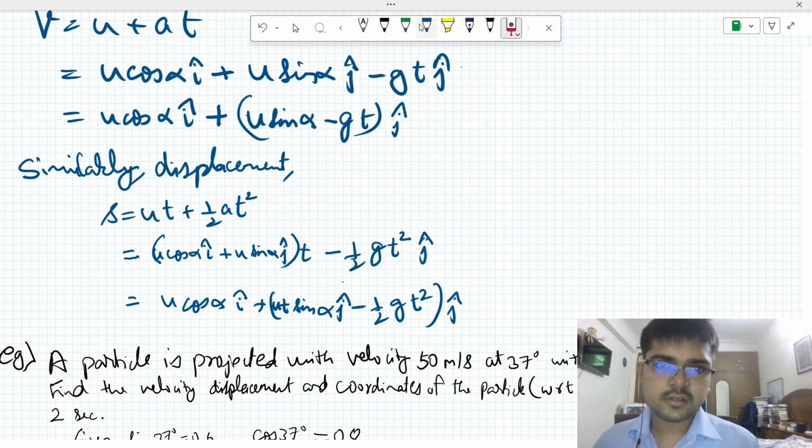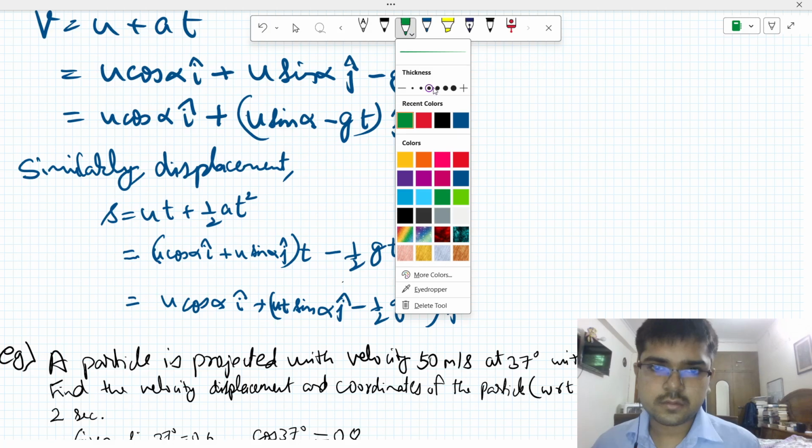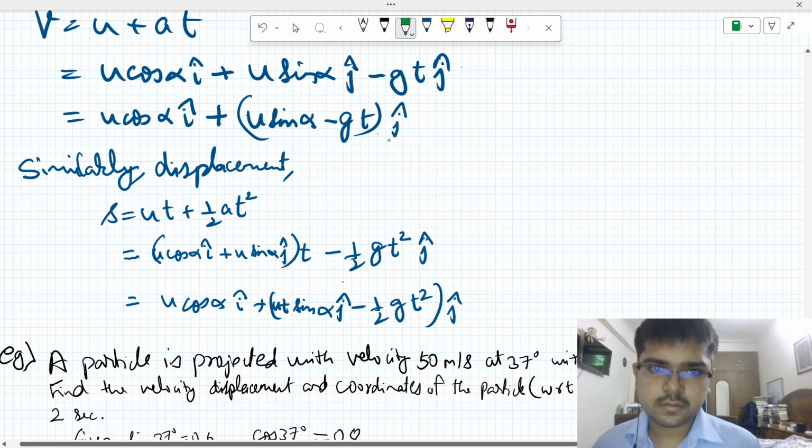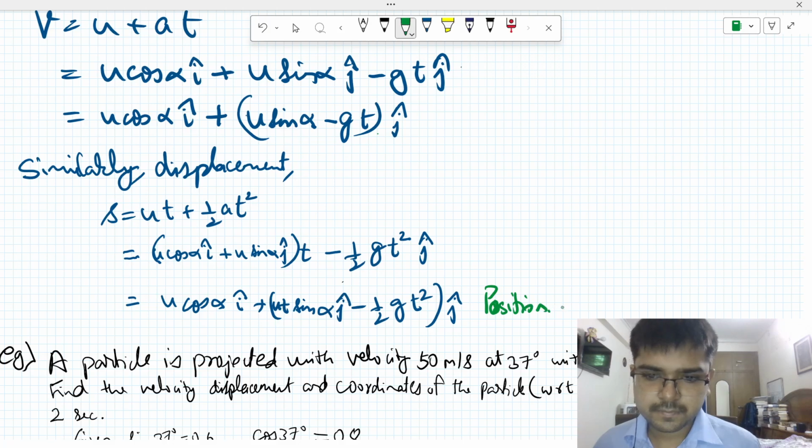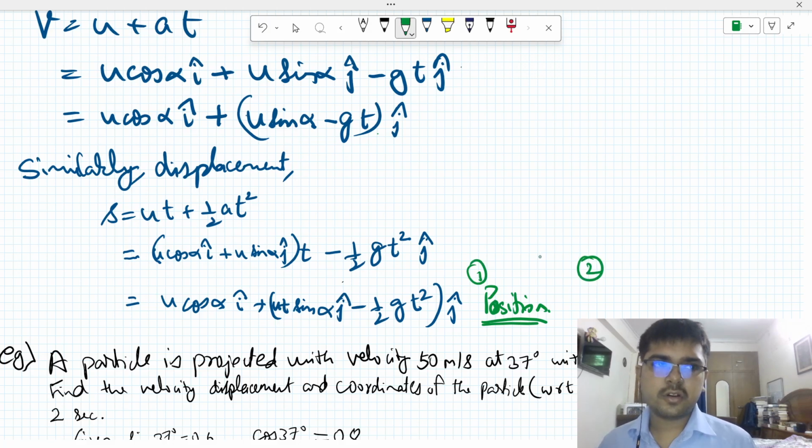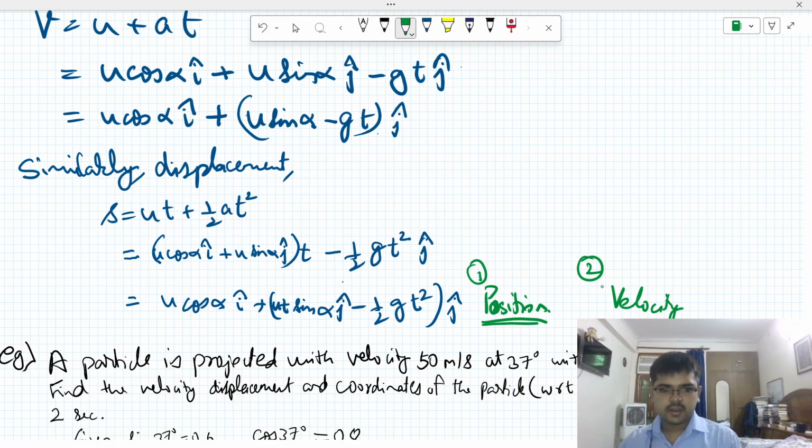So this is finding the position. So we can find, one, the position, and two, we can find the velocity of the particle at any instant t.